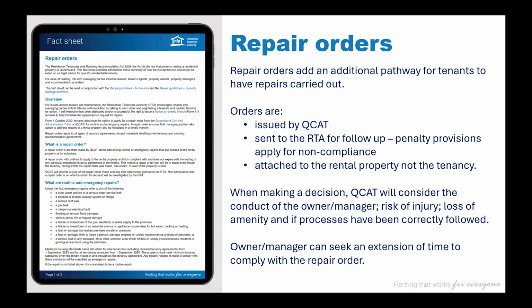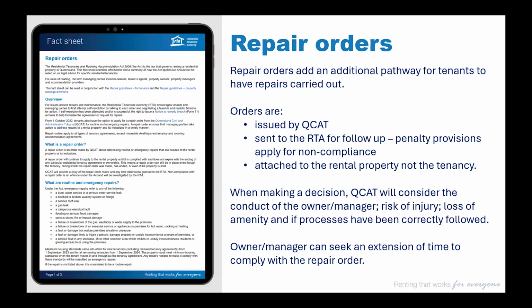You will have noted that through both the routine and emergency repair processes, both ended with the possibility of the matter being taken to QCAT to seek a repair order. If routine repairs are not done, a tenant can seek dispute resolution through the RTA, and if the matter remains unresolved, the tenant can make an application for QCAT to issue a repair order. If emergency repairs are not done, a tenant can make an urgent application to QCAT requesting a repair order. Now, a repair order at QCAT may include what is or is not to be repaired, a due date by which the managing party must carry out repairs, and who may pay for the repairs.